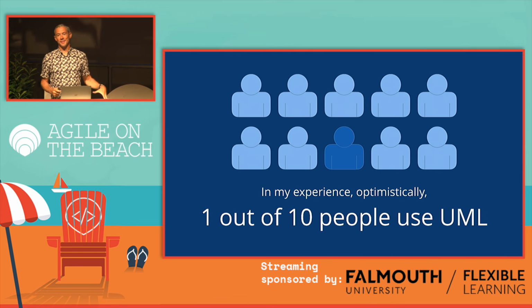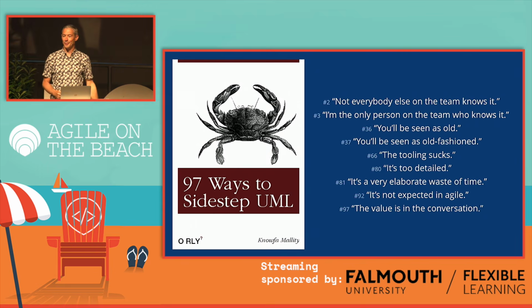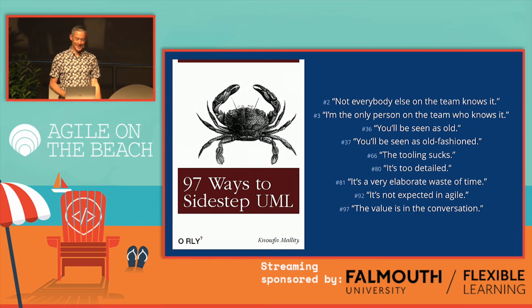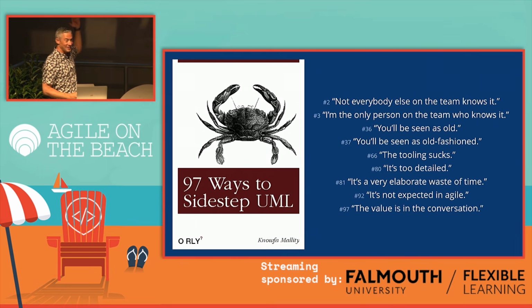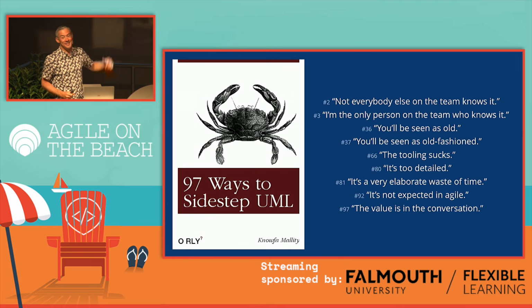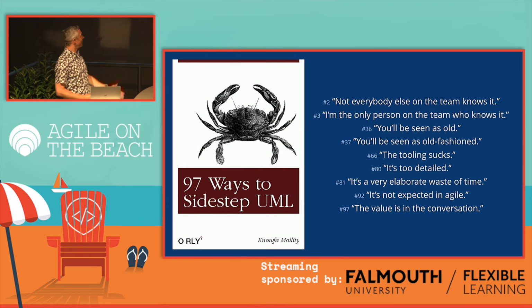And there are lots of reasons for this. And I think I've heard every single reason you can possibly imagine as to why people don't want to use UML anymore. And there's a book about this you can go and buy. It's called 97 Ways to Sidestep UML by No Formality. And I've literally heard all of these different excuses. Some of these are just crazy.